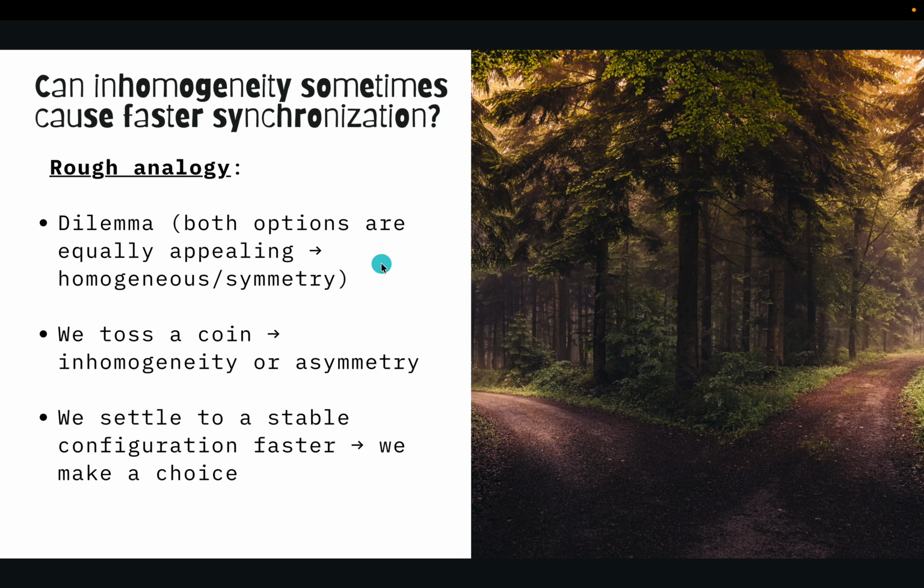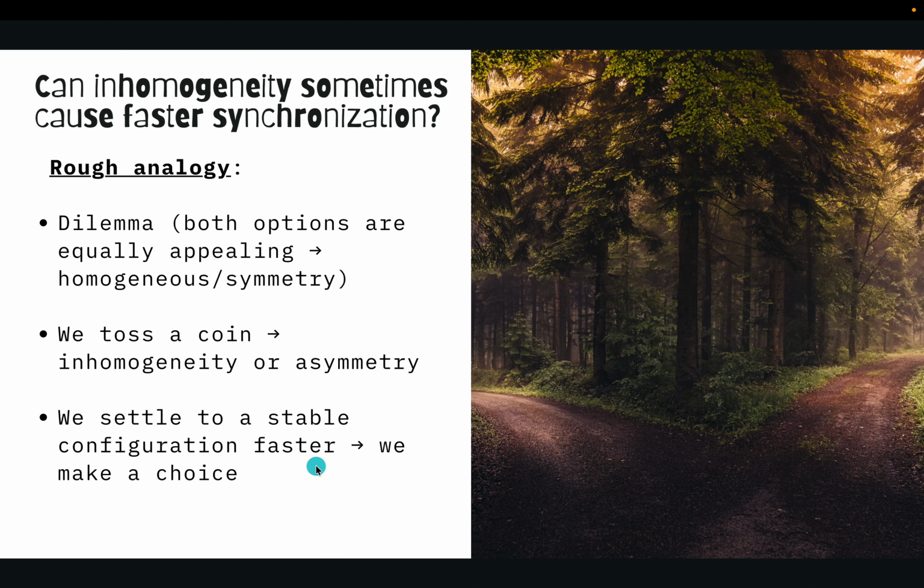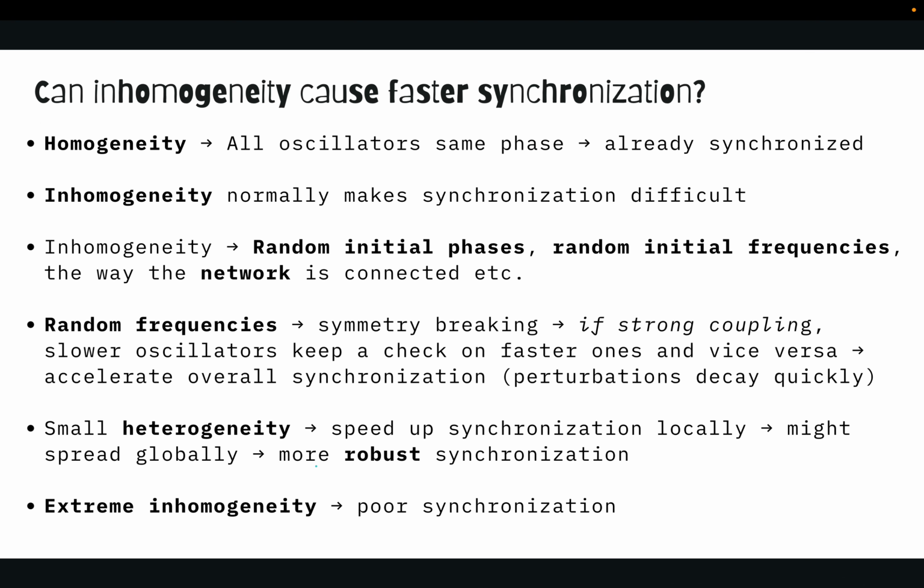Let's say you go to a supermarket, and you cannot decide whether to buy brand A or brand B, and you are like, no, both are equally good. You're in a dilemma. So let's toss a coin. If it's head, I'll go with brand A. If it's tails, I'll go with brand B. You toss the coin, you get tails, you go with brand B. So this asymmetry helps you settle to a stable configuration faster, because you make a choice. Otherwise, you're stuck in a dilemma between A and B.